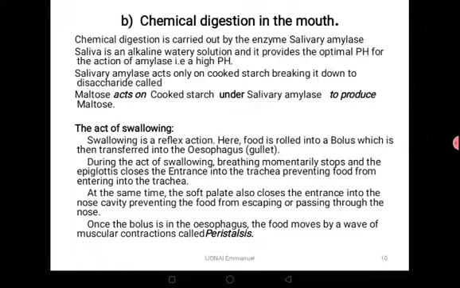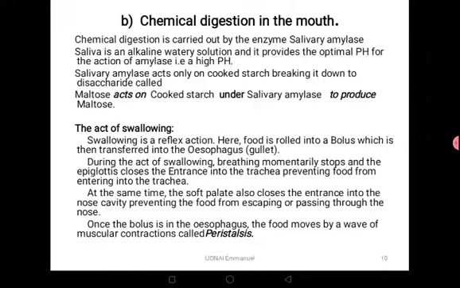And members, what is important again for us to note is that this salivary amylase acts majorly on cooked starch. If you eat your raw cassava and you expect your salivary amylase to act on it, it may be very difficult. It majorly acts on cooked starch, and it breaks it down to a disaccharide called maltose.